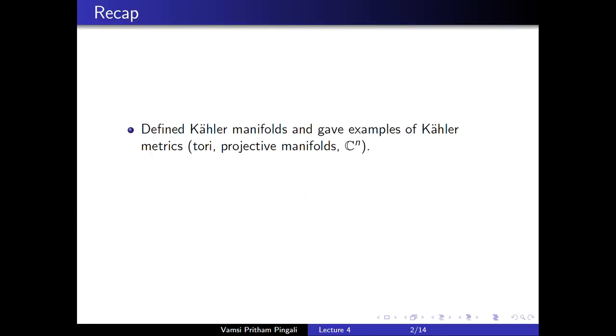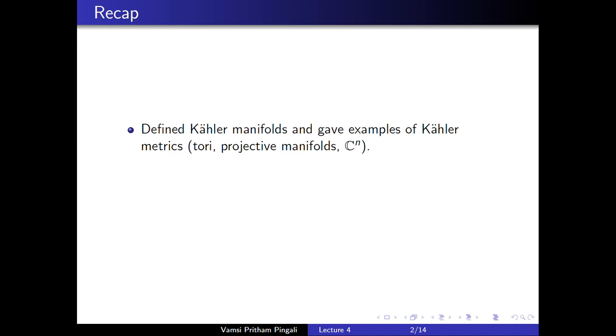So the last time we defined Kahler manifolds. What are Kahler manifolds? They're complex manifolds with compatible Riemannian metrics such that the associated 1-1 form is closed. Equivalently, they're simply such complex Riemannian manifolds having holomorphic normal coordinates around every point. Now, not every complex manifold has a Kahler metric. For instance, the Hopf surface does not.